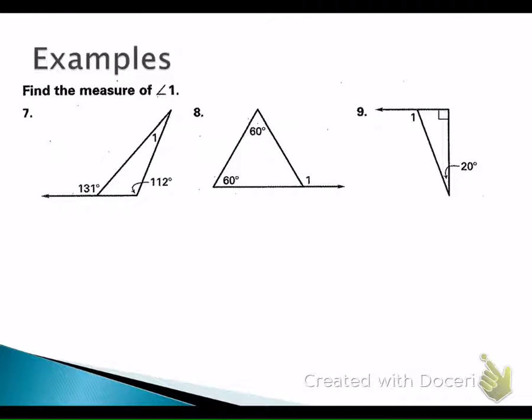All right, so on number 7, we're given an angle on the outside. I'm looking for this guy right here. I know that these two add together to give me this one. So if I know the total and one of the ones that I added, how would I find the other one?